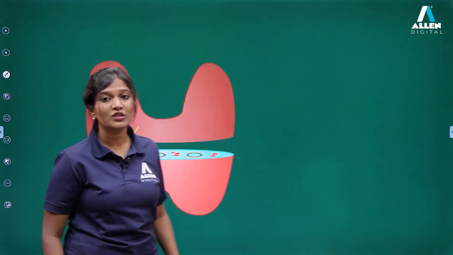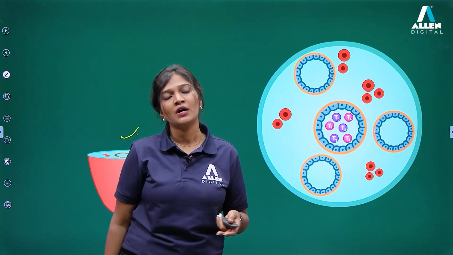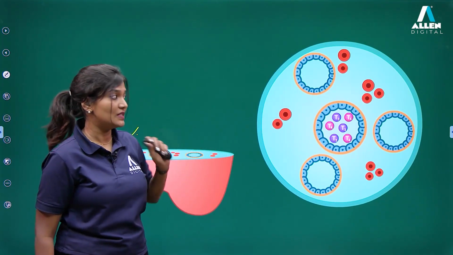Now let's talk about the transverse section. Suppose I cut the transverse section of a thyroid gland, what else can you see inside?